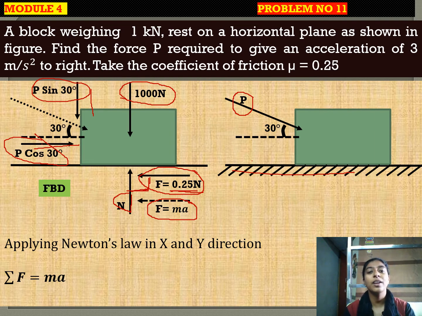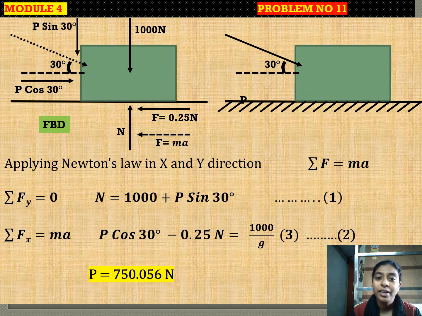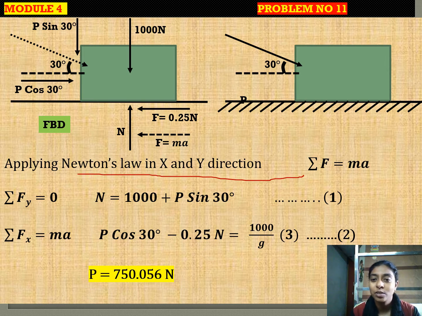So now our free body diagram is over. Now we will apply Newton's second law of motion. That is, sigma F is equal to ma, mass into acceleration. So applying Newton's law in the x and y direction, sigma Fx is equal to ma and sigma Fy is equal to ma.